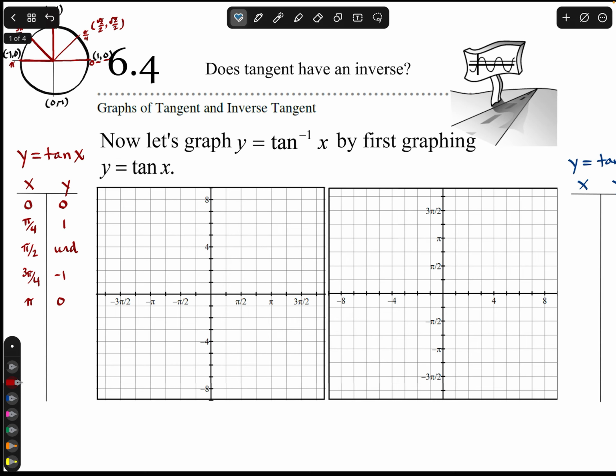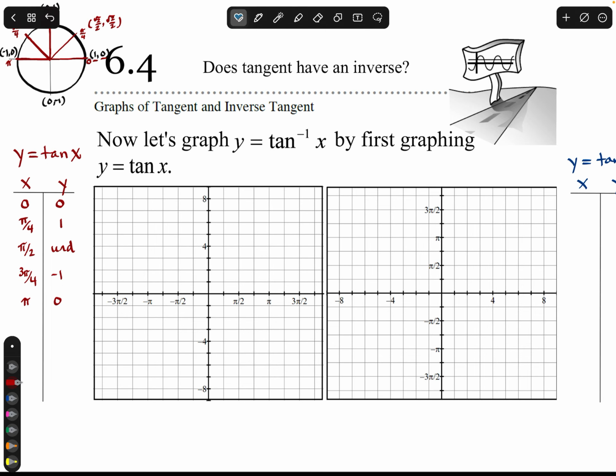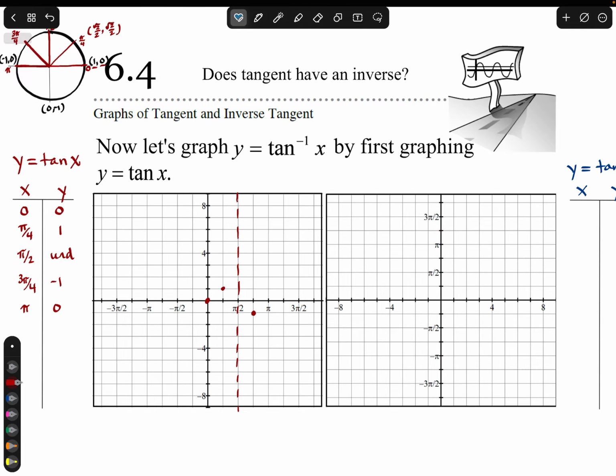Now that we have those points, let's plot those on our graph. Starting out with the point (0, 0), when you look at our scale, it goes over by pi over 4. So we'll say (pi over 4, 1). And then at pi over 2, or half pi, it's undefined. Remember, that would be a vertical asymptote that runs right down here. Now when we jump over again to 3 pi over 4, our output would be negative 1. And then at pi, we're back at 0.